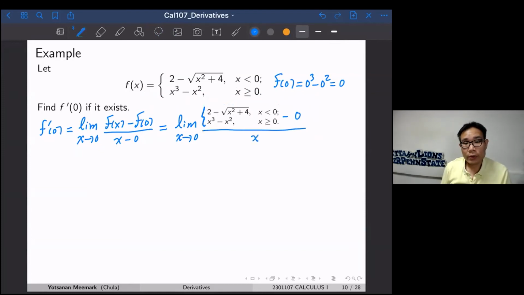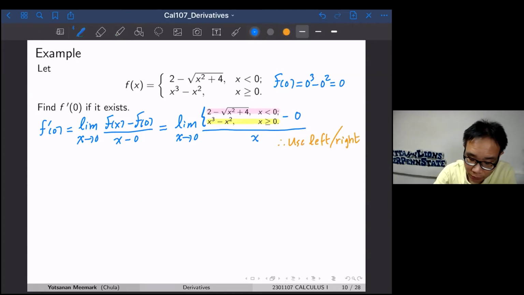Okay, and you see that you have a piecewise function. So you're going to have the top formula and the bottom formula like this. So you're going to have to find this limit by the left and right limits. So we're going to use left and right limits. In this case, you have the limit as x goes to 0 from the left. It's going to be the pink formula.